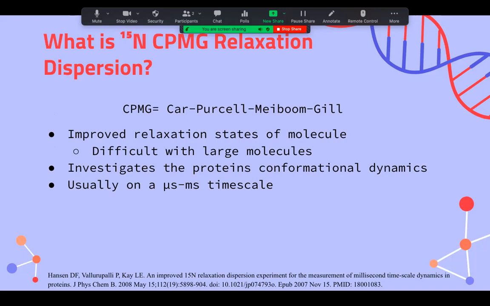scale. And the larger the molecule is, the harder it is for you to actually get the protein to be in the relaxed states during the CPMG experiment.